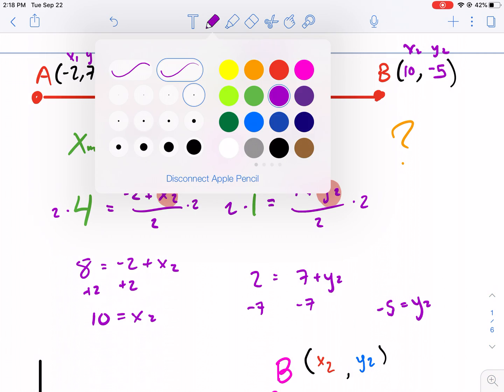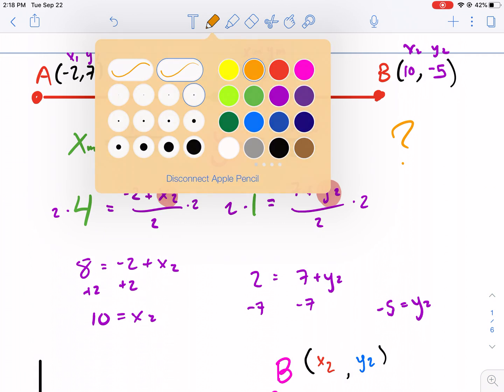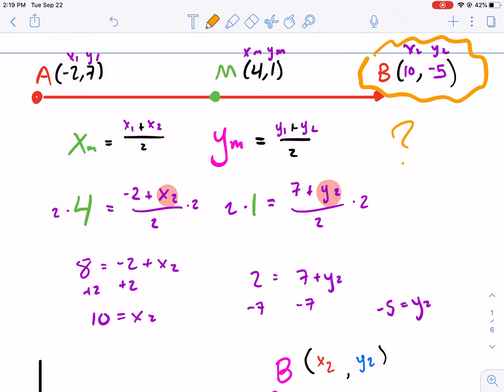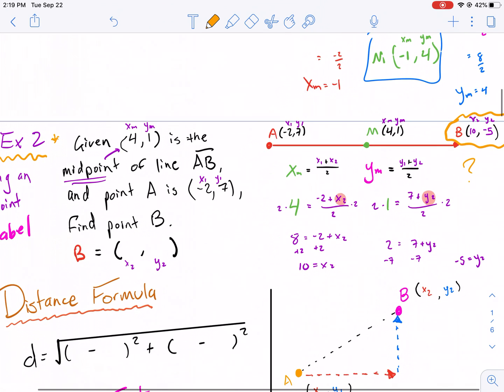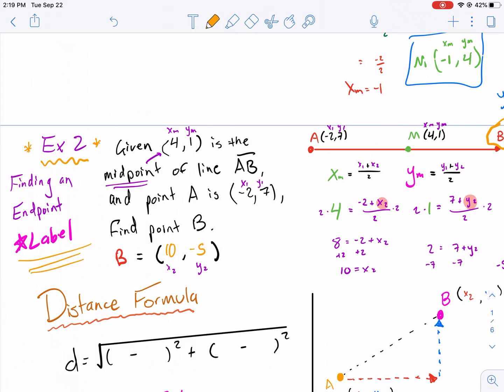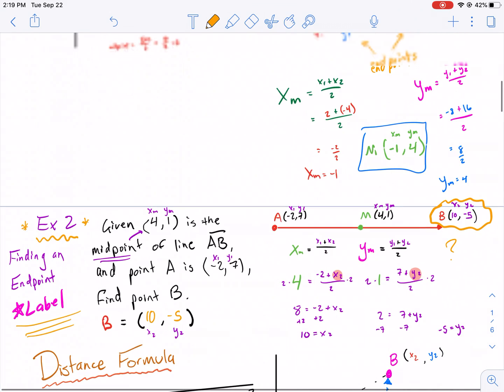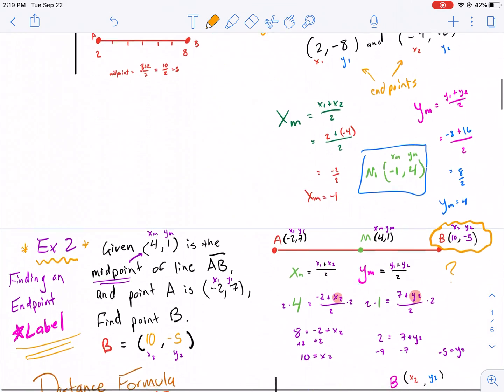I found my endpoint. So be very careful on what it's asking for. Be very careful and read the problem. Labeling is going to be key. 10, negative 5 is my answer. Labeling. So if there's one lesson you learn from this, it's labeling.